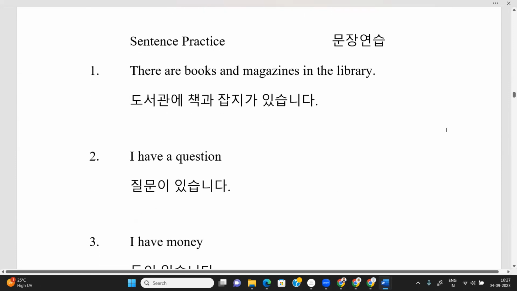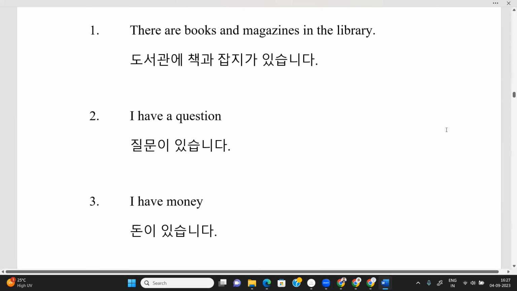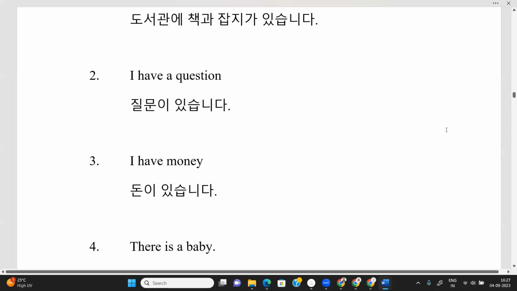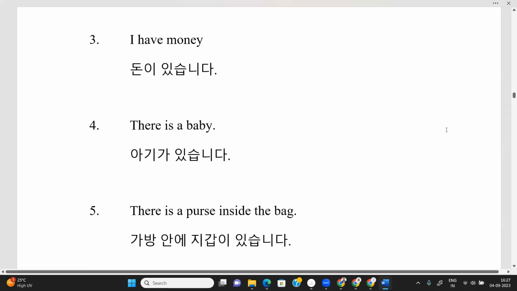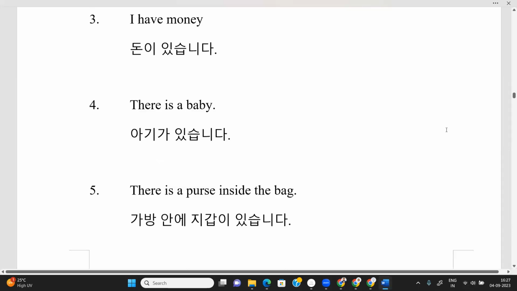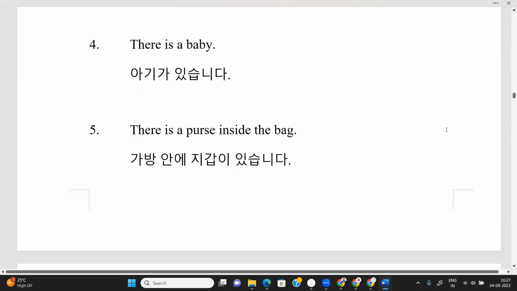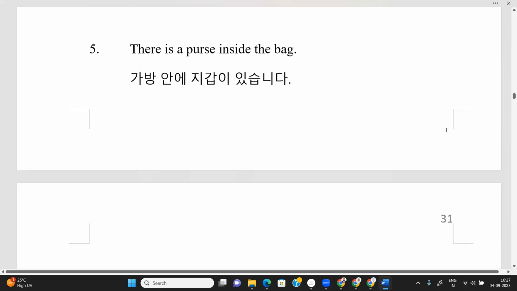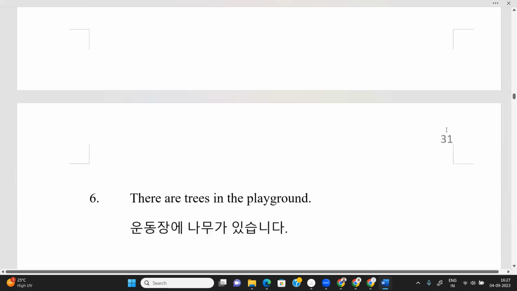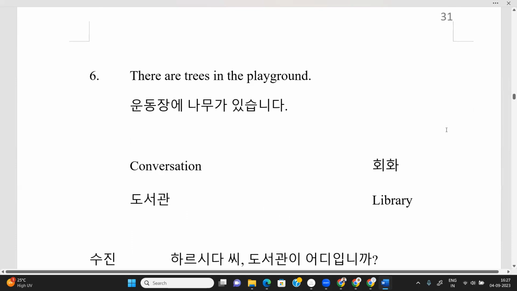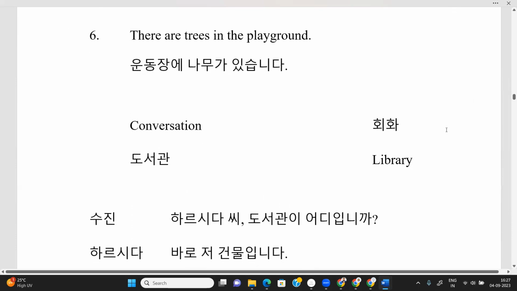Sentence practice. 문장 연습. There are books and magazines in the library. 도서관에 책과 잡지가 있습니다. I have a question. 질문이 있습니다. I have money. 돈이 있습니다. There is a baby. 아기가 있습니다. There is a purse inside the bag. 가방 안에 지갑이 있습니다. There are trees in the playground. 운동장에 나무가 있습니다.